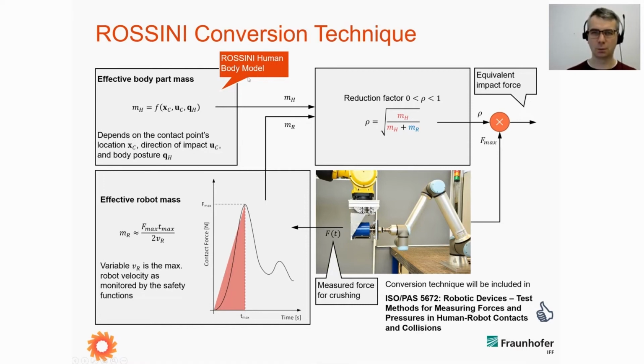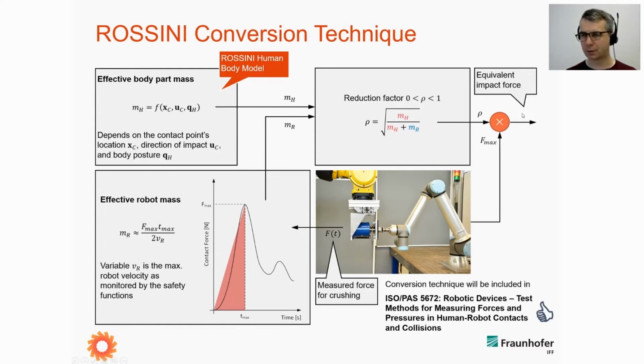And that's why we developed the Rossini human body model, which gives us exactly what we need: the effective mass for different body postures, for different locations, and so on. Then we can very easily calculate this reduction factor. We confirmed in experimental tests with different cohorts that this factor allows us to precisely transfer the contact forces from a crushing case to an impact case, by simply multiplying the maximum force by the reduction factor. This will give us an equivalent impact force.